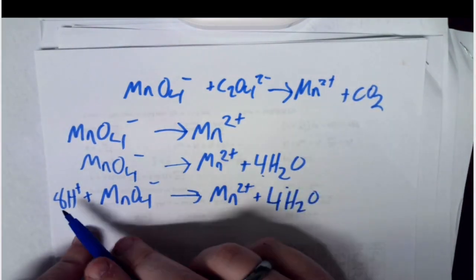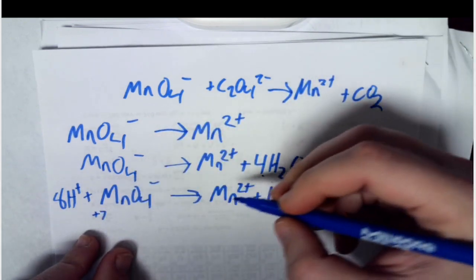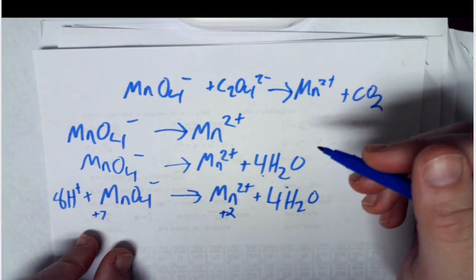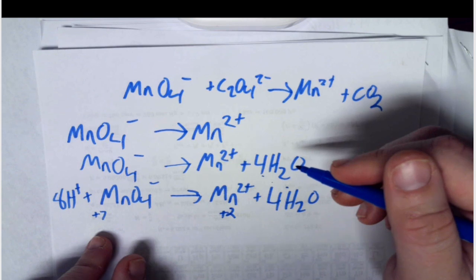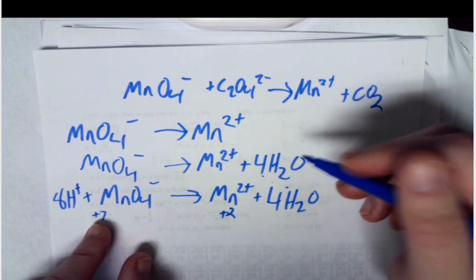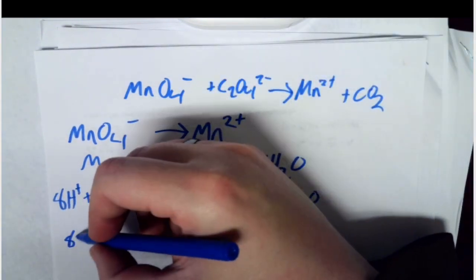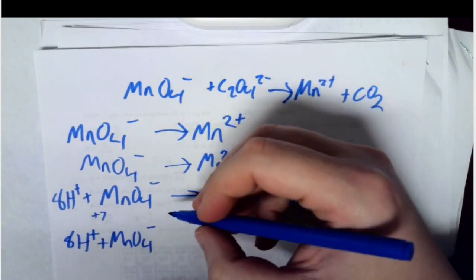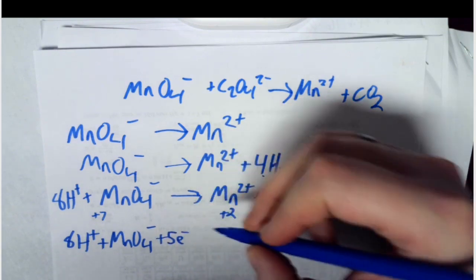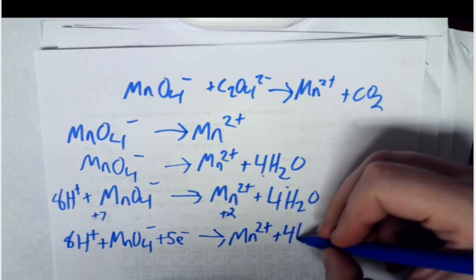Now, the total charge on the left is +1, -1, so it's +7. On the right it's +2. So the difference in charges is 5 plus, so I have to add 5 electrons to the left. And that will balance this out. So this half reaction is balanced.